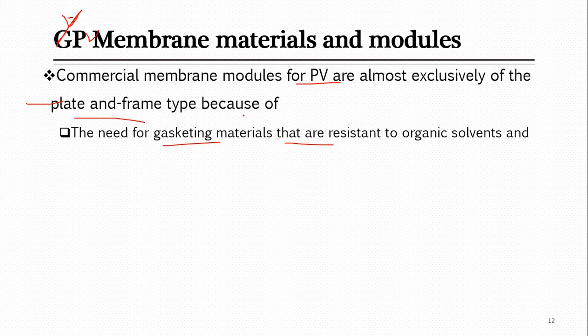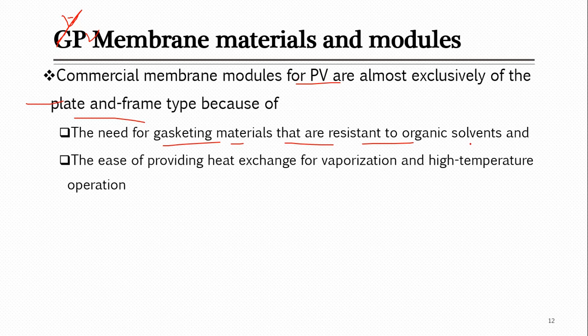As compared to this, it will be difficult to maintain that vacuum in the form of spiral wound or hollow fiber. Just consider that when you apply the vacuum, those fibers maybe can't maintain that vacuum as well. In the spiral wound module, the vacuum is also difficult to maintain as compared to plate and frame. Then the material which you are using for gaskets should be resistant to the organic solvent, it is necessary.